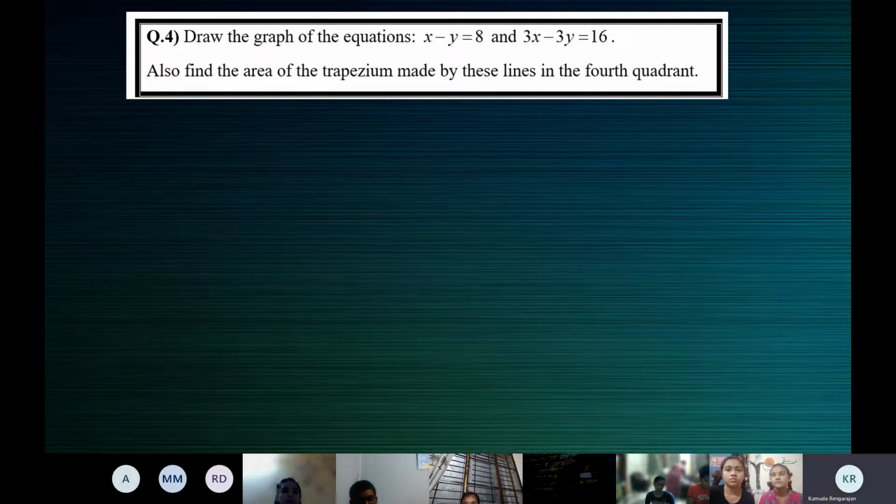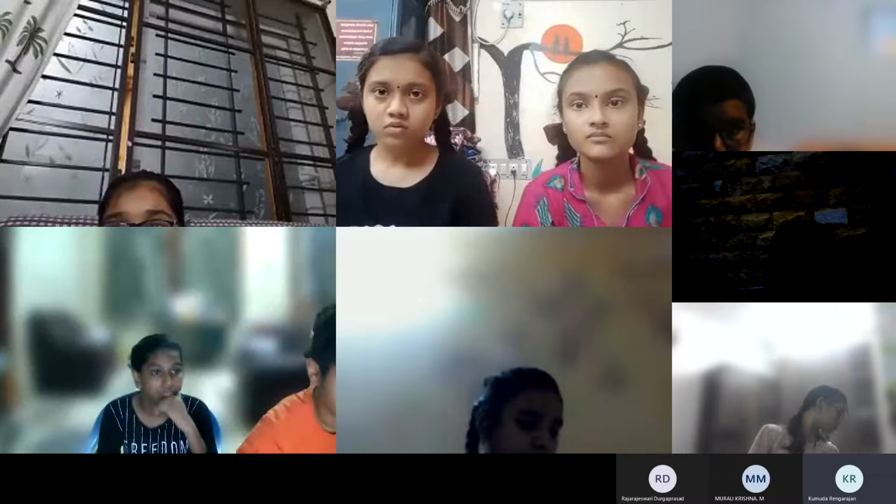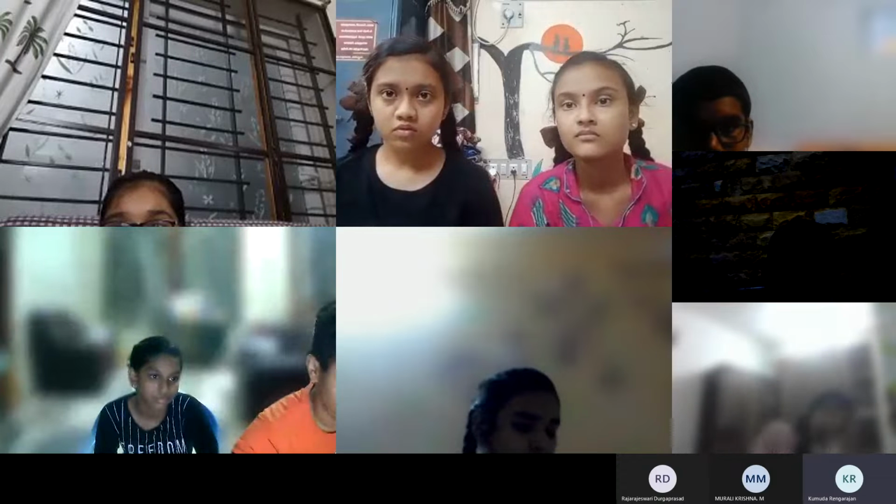Draw the graphs of these equations and find the area of the trapezium made by these lines in the fourth quadrant. Now I'll unshare my screen because I want to know if your graph lines are right. So I'll unshare my screen and share it again. I've unshared my screen. You cannot see my screen now.